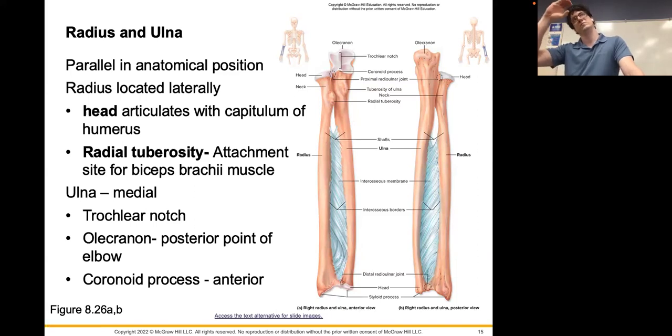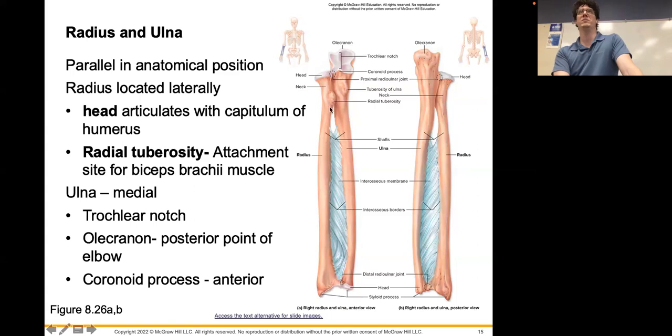So U for ulna, and it's going to have this U shape on the end. Now we also have a little divot in the side of the ulna for the head of the radius. This is going to allow the head of the radius to spin, okay? You may not realize what I'm talking about yet, but I'll show you in just a second, and I may even be able to show you on one of our models over here.